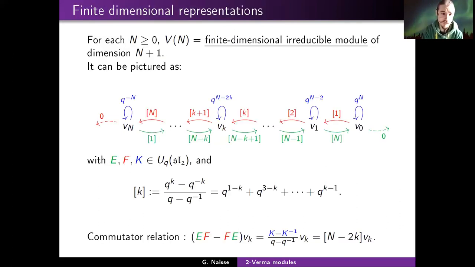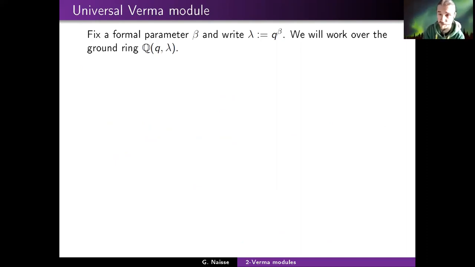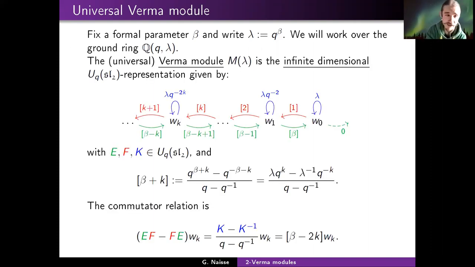And the other representation that will be of interest for us is the universal Verma module. And in order to define it, what I first need to do is fix some formal parameter lambda that I will think of as q power beta, where beta is some generic parameter. And so this means that I will actually need to work over the ground ring of rational fractions in q and lambda, so in two variables for my universal Verma. And then I can simply construct it explicitly as the infinite dimensional vector space with basis elements w0, w1, and so on. So now I do not stop. I have infinitely many of these W guys.